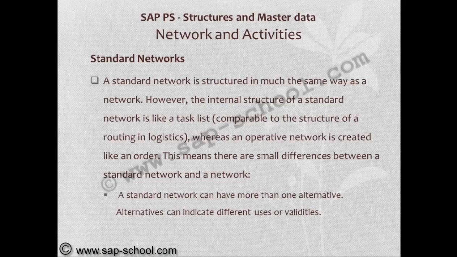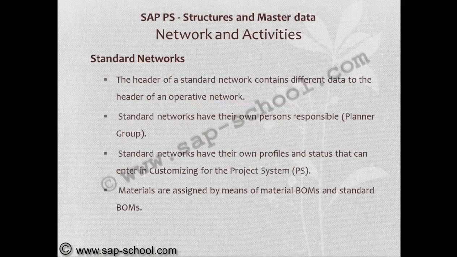A standard network can have more than one alternative. Alternatives can indicate different uses or validities. The header of the standard network contains different data to the header of an operative network. The standard network has its own person responsible. These persons responsible are nothing but planner groups. Standard networks have their own profiles and status that can be entered in customizing for the project system. Materials are assigned by means of material BOMs and standard BOMs.